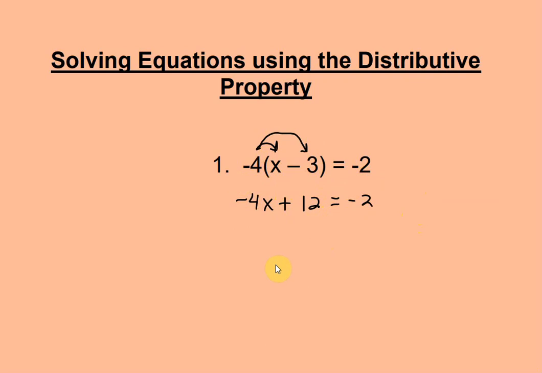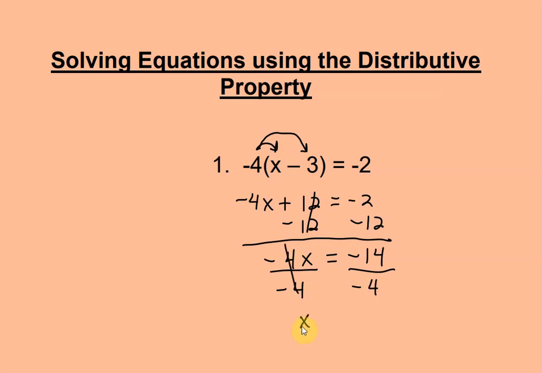Now that the parentheses are gone, we want to combine any like terms, which we don't have any of on the same side of the equation, so we need to start isolating the variable, moving things away from the variable, and we start with addition or subtraction. So we have the plus 12. I'm going to subtract 12. That leaves me with negative 4x equals negative 14. And then I divide by negative 4.